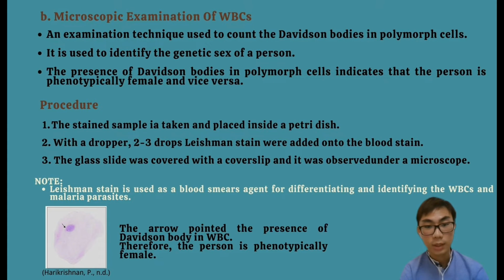recorded. Here's a note. Leishman stain is used as a blood smear agent for differentiating and identifying the white blood cells and mammalian parasites. So in the picture, the arrow points to the presence of a division body in white blood cells. Therefore, the person is phenotypically female.